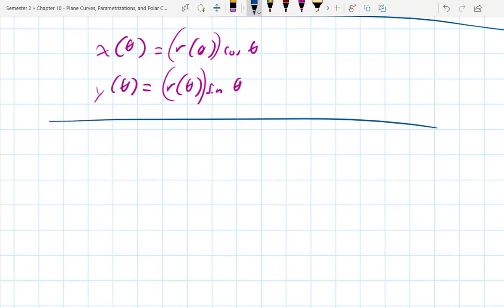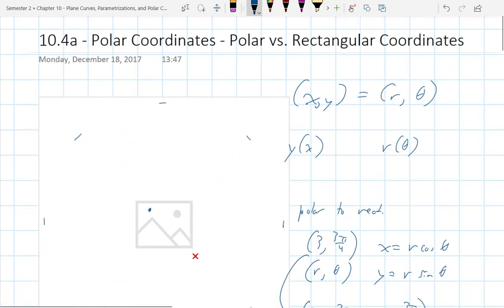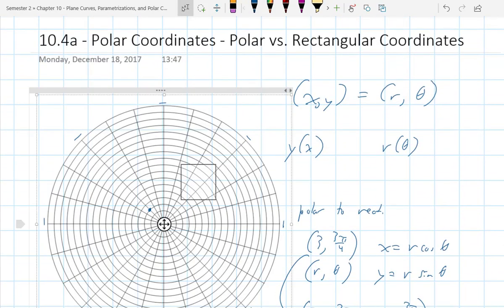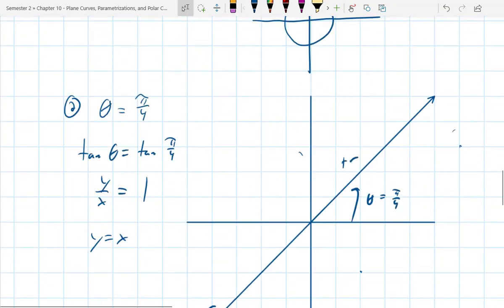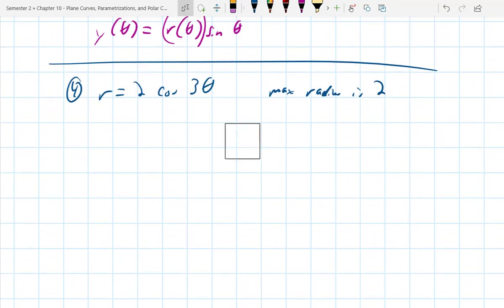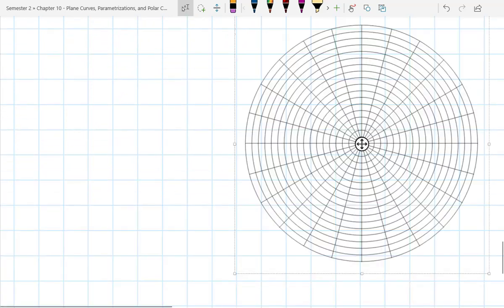Okay, another graph, a little more complicated one, is to say r is equal to 2 cosine 3 theta. And some things to know about this that we never truly described. Last year we just kind of let you guys figure it out. But I know that my max radius is 2. So I'm going to grab one of this grid down and copy it down and put that here.